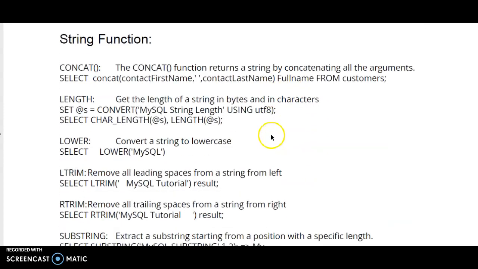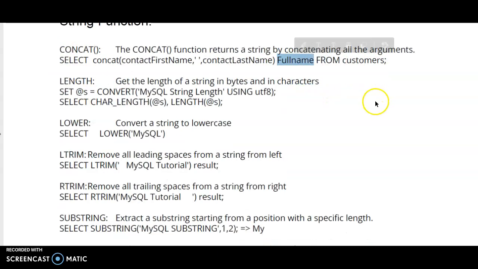Okay. Now we check string functions. There is CONCAT. The CONCAT function returns a string by concatenating all the arguments. Here is a query: SELECT CONCAT first name, a blank space, and CONCAT last name, all written with the alias name full name, FROM customers.